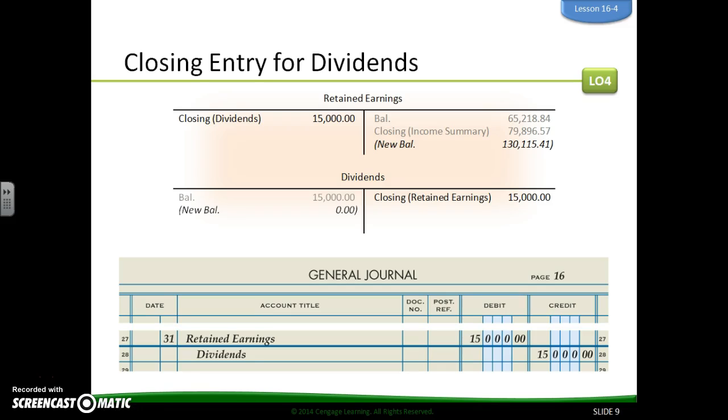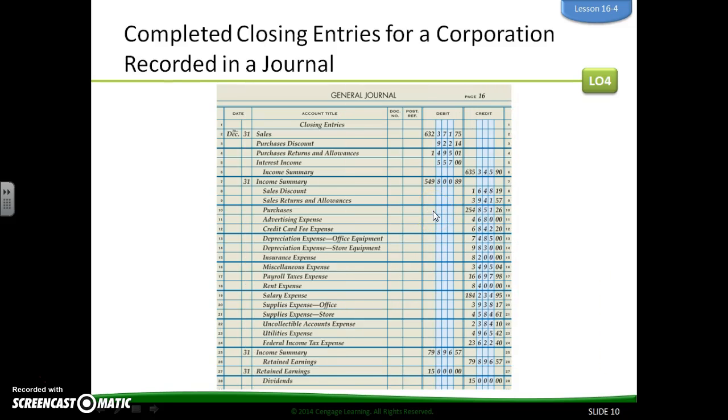So we need to then do a closing entry for dividends. And you can see that again on the 31st, we are going to debit our retained earnings, and then we're going to credit dividends. So you can see that we have this $15,000 debit right here to retained earnings, and then we are going to credit dividends right here. All right, so completed closing entries for a corporation recorded in the journal.